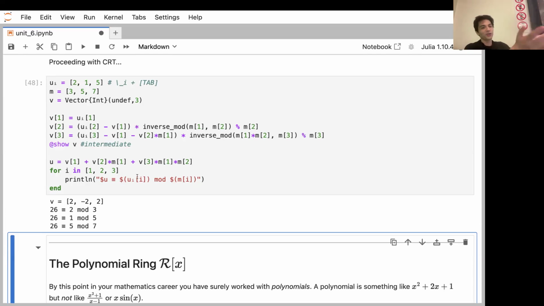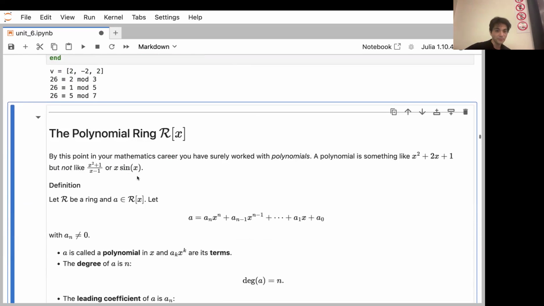Okay, so there you go, right? So we found the secret number, right? The secret number is 26, right? Because 26 is 2 mod 3, 1 mod 5, and 5 mod 7, right? So you can now do the Chinese remainder theorem on integers.